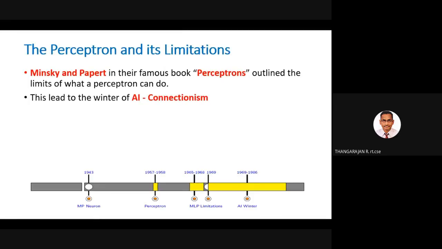Those are different, because artificial neural network is a branch of AI. It is not AI. AI is a bigger umbrella that covers other techniques, but connectionism deals with neurons. This was the time when people lost their interest, and it was called the winter of AI connectionism, from 1969 to 1986. So almost 16 years, there was not much development in this field.